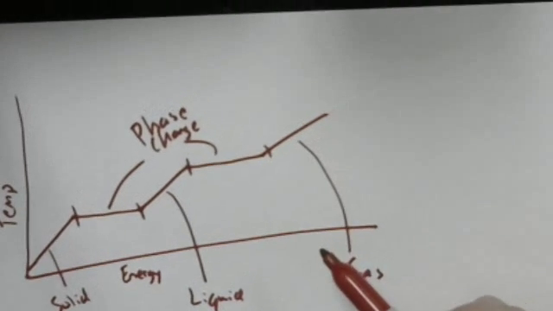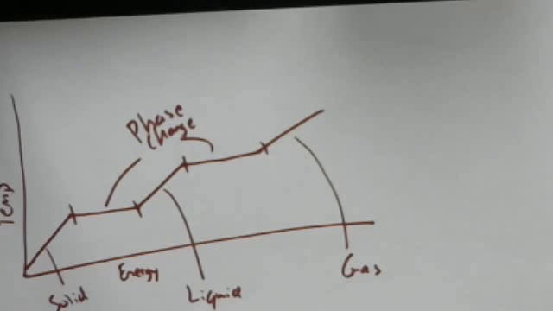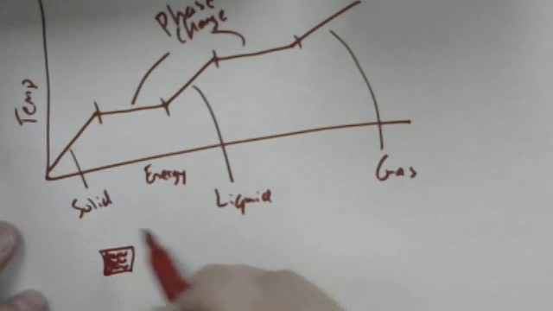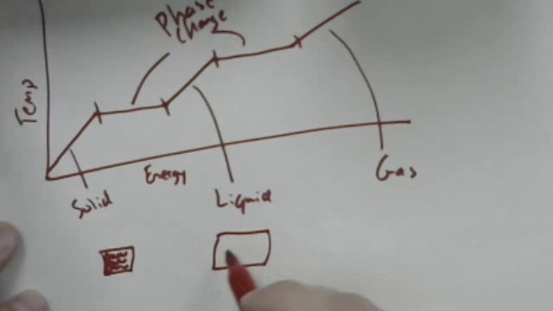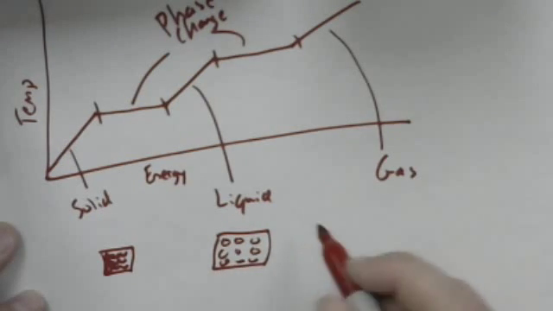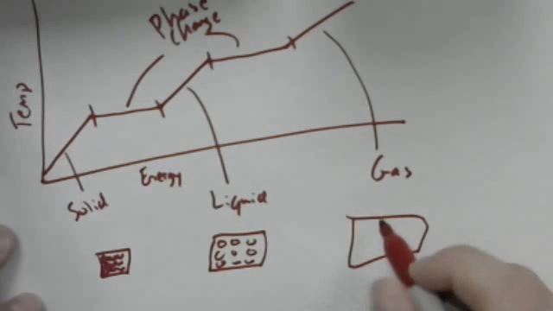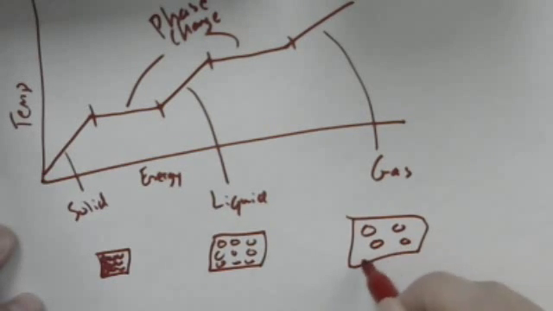And what we're looking at is that solids are tightly compacted together, very tightly compacted, like this, for a solid. And then a liquid, they're more spread out. Okay? And then for a gas, they're really spread out. Okay?